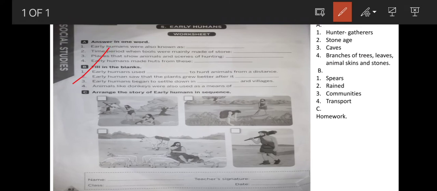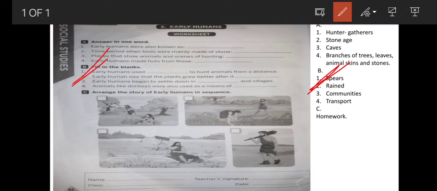2. Early humans saw that the plants grew better after it rained. So the early humans saw that the plants grew better. The plants also need water to grow after it rained. The answer is rained. So that's the reason they started living near the river, so that they can supply water for their crops.